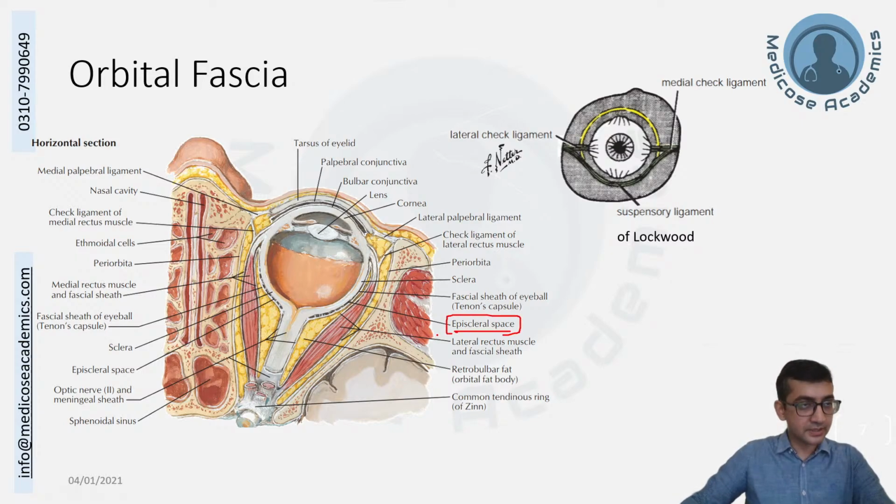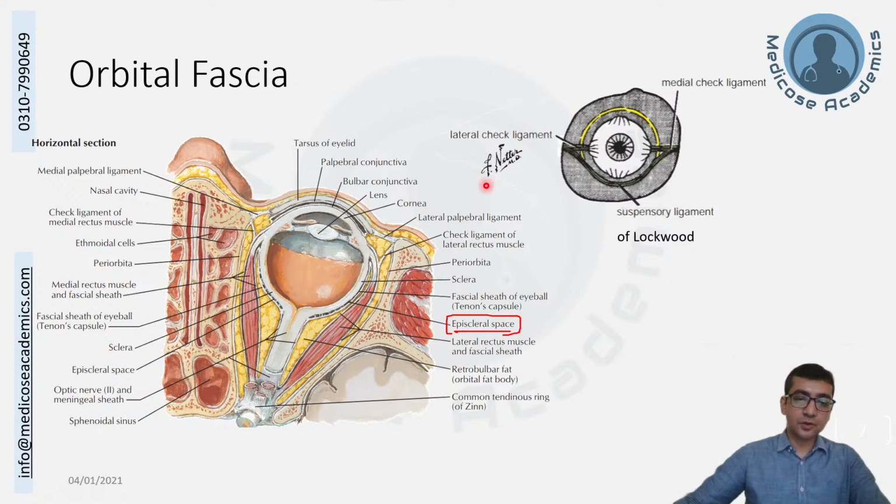In this space, there is very loose connective tissue and some blood vessels running inside. Sometimes some drugs are administered in this space also for treatment purposes. So this is the space, the episcleral space, between Tenon's capsule outside and the sclera inside.